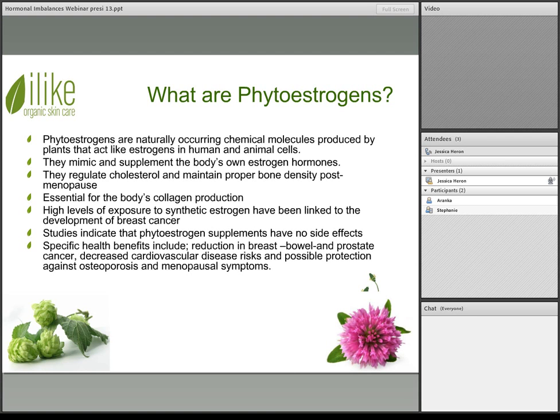Specific health benefits can include reduction in breast, bowel, and prostate cancer, decreased cardiovascular disease risks, and possible protection against osteoporosis and menopausal symptoms. So there are many different health benefits to phytoestrogens, and a much safer alternative to the synthetic estrogen. They provide antioxidants that decrease the signs of aging as well.